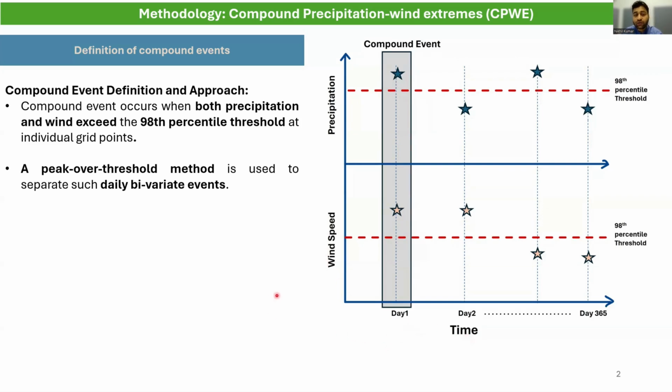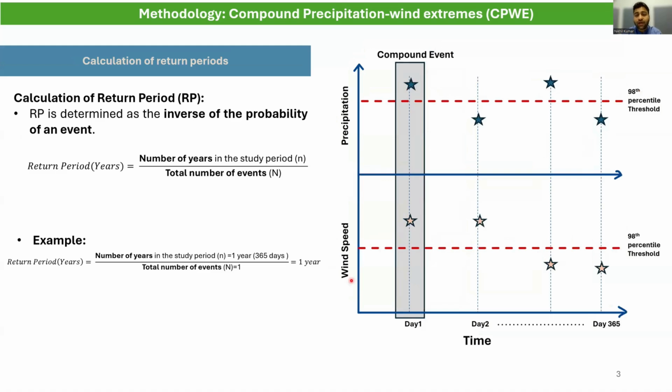According to our definition, a compound event occurs when both precipitation and wind exceed the 98th percentile at individual grid points. So, in this case, day one, where the 98th percentile for both precipitation and wind speed is exceeded, is registered as a compound event. This methodology is called the peak over threshold method, which is used to separate these daily bivariate events.